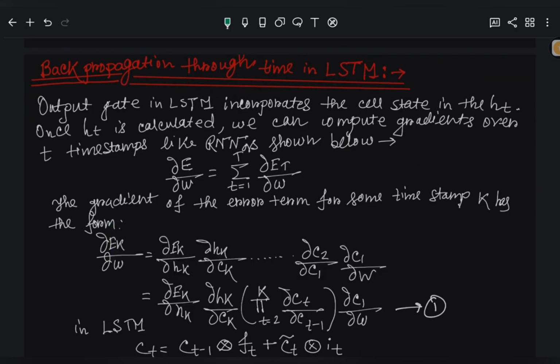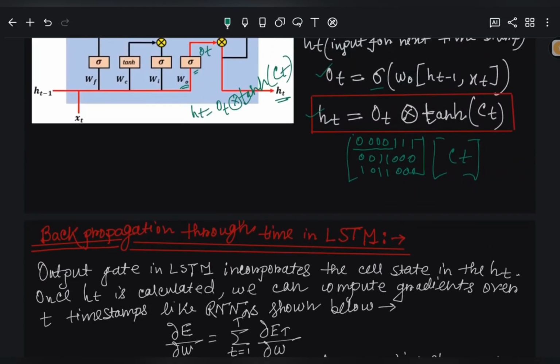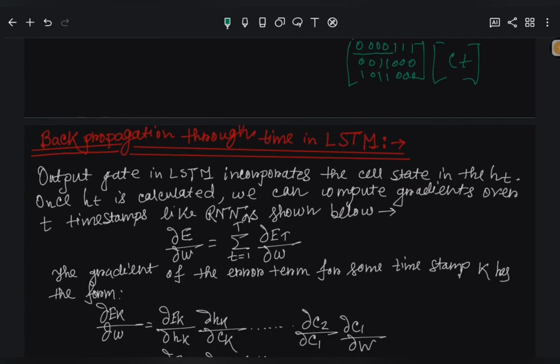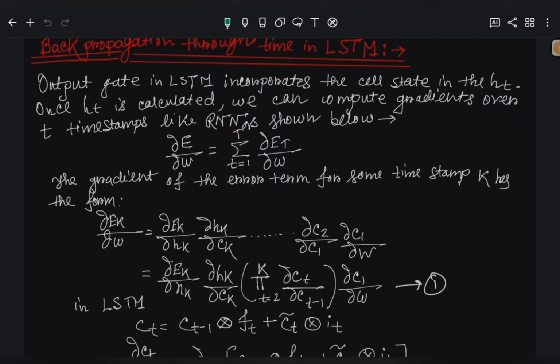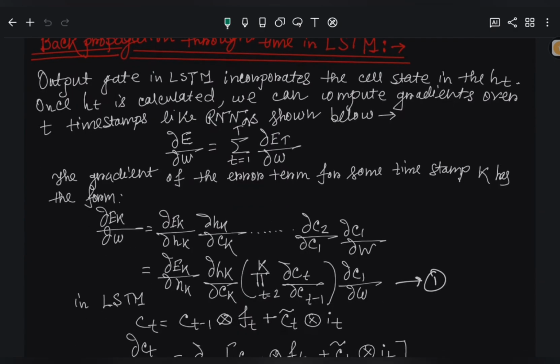So the output in LSTM incorporates the cell state, right? So that we have seen. So using the cell state value, we are calculating the HT, right? Once HT is calculated, we can compute gradients over T timestamps, which we also did in case of RNN, right? Now if I just consider the gradient of the error terms for some timestamp K, right?